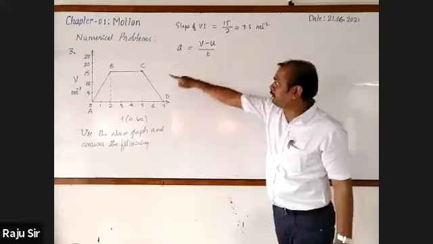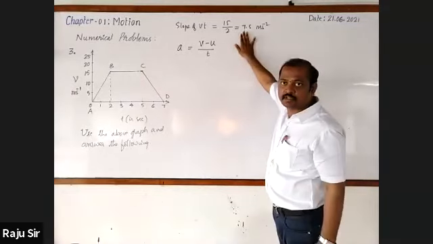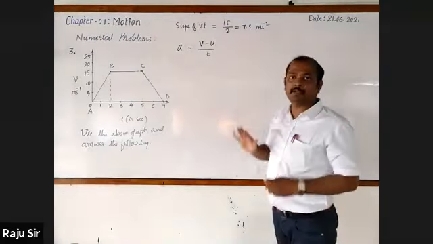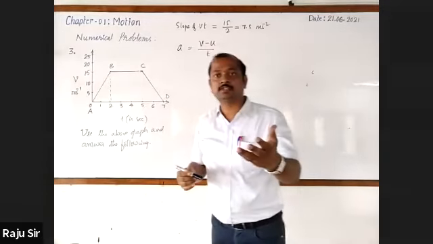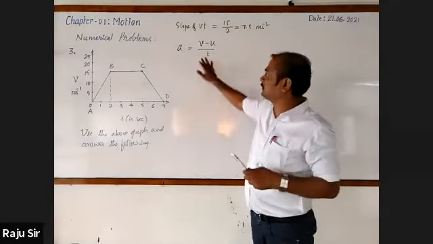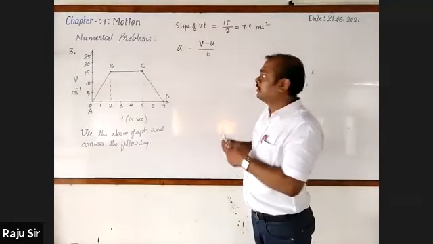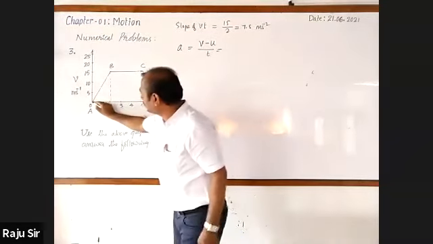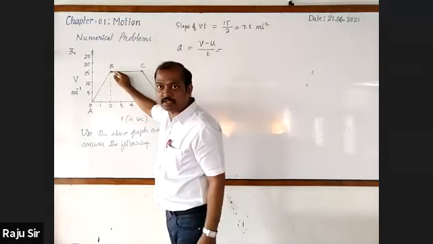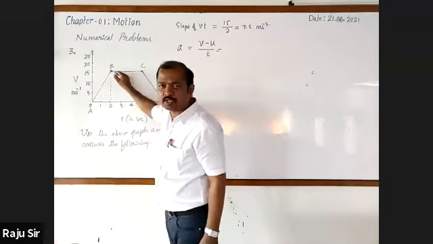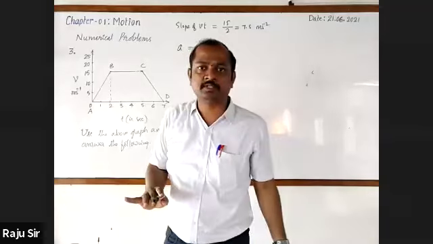Now look here. The slope of the v-t graph gives acceleration. We got that acceleration as 7.5 meter per second square. This acceleration can also be found out by using the formula a equal to v minus u by t. We know that AB represents acceleration. It is nothing but positive acceleration.